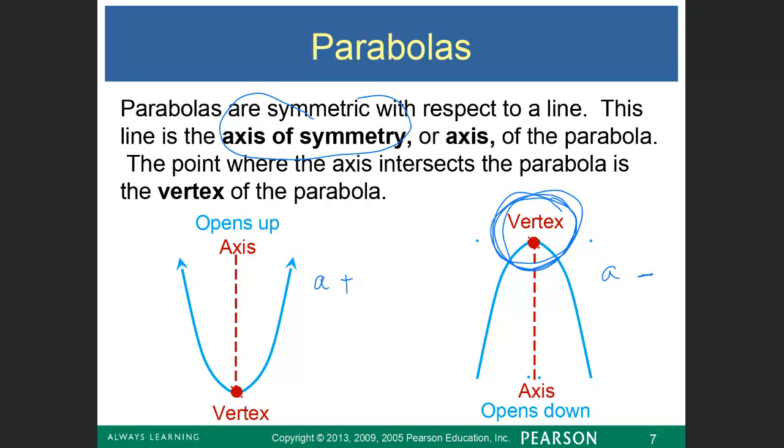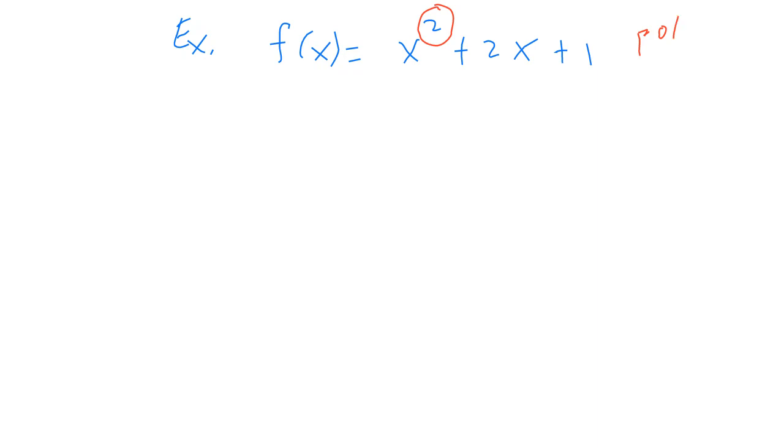Okay, so let's have an example. Let's say you're given f of x is equal to x squared plus 2x plus 1. The degree of the polynomial here is 2, so it means this is a parabola. And we call this form polynomial form.